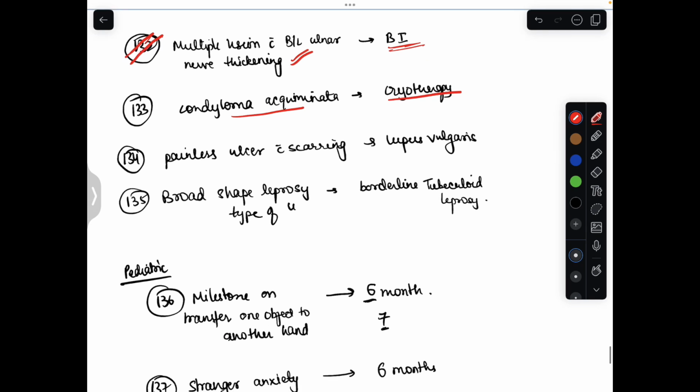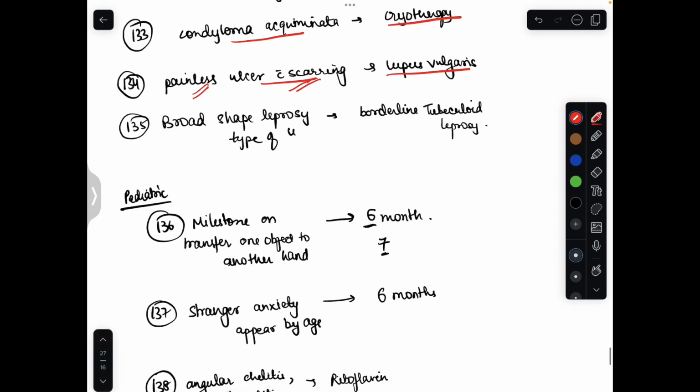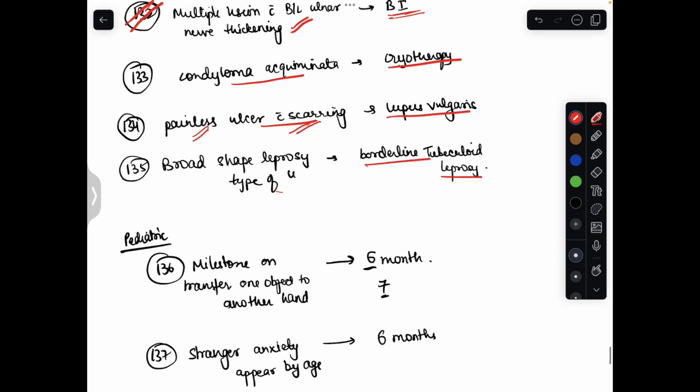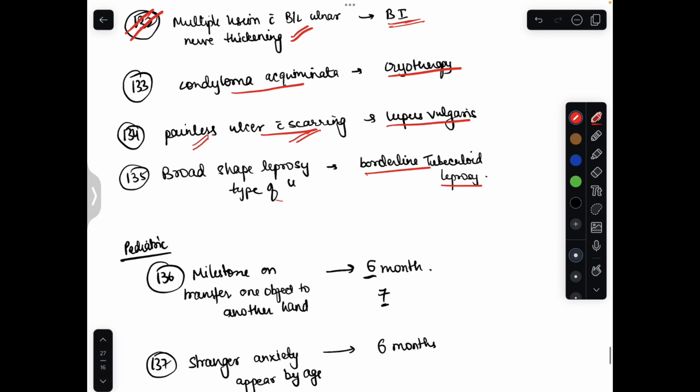So next question is condyloma acuminata. For this, the correct answer is cryotherapy. Painless ulcer with scarring is there. For that, the correct answer is lupus vulgaris because the patient has a painless ulcer, but it has scars. That's why the correct answer is lupus vulgaris. For broad-shaped leprosy, which type of leprosy is it? It is borderline tuberculoid leprosy.